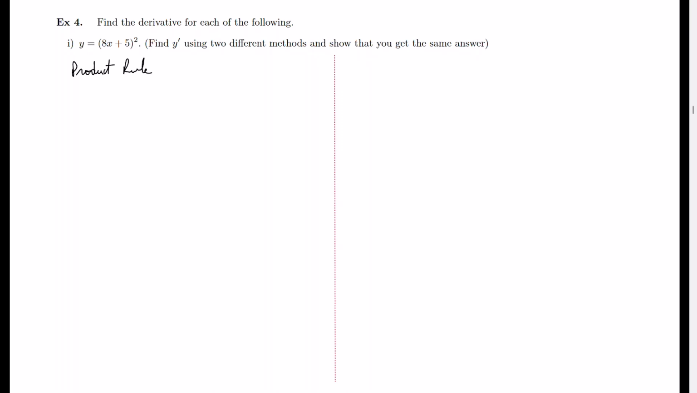I'll show you how to find the answer using the product rule, and then we'll find the answer using the chain rule, and you'll be able to compare both of them and see that it doesn't matter which one you use, you get the same answer regardless. So we are given the expression y equal to 8x plus 5 squared. In order to apply the product rule, I need to make it look like a product, and I can do that very easily by writing 8x plus 5 multiplied by another 8x plus 5. That's what it means to be raised to the power of 2. It just means write it twice.